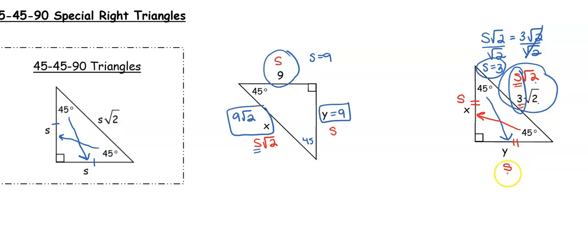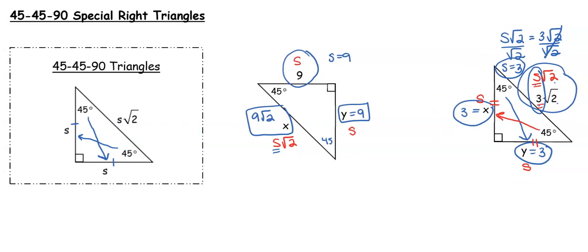Well, this side is representing the S. That means that Y is 3. This side is also what the value of S is, so this side is also going to be 3. So it's 3, 3, 3 root 2, following that 45-45-90 special rights pattern.